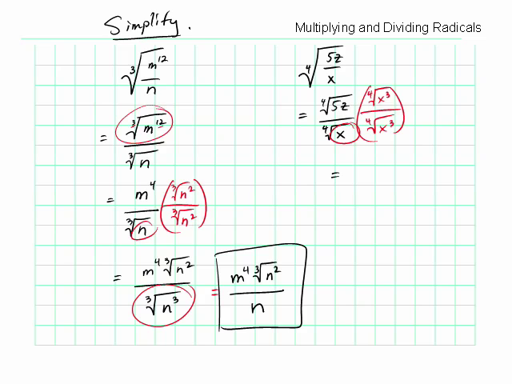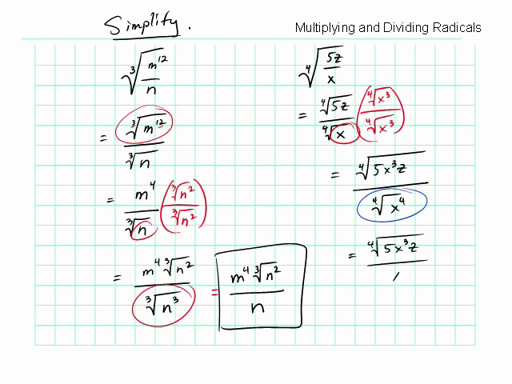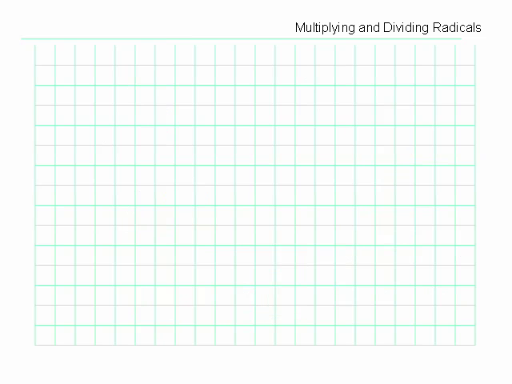If we do that, in the numerator we will get the 4th root of 5x cubed z. In the denominator we have the 4th root of x to the 4th. But that, of course, is just an x. And so my answer is the 4th root of 5x cubed z all divided by x. And it's simplified. Good. Okay, moving on.